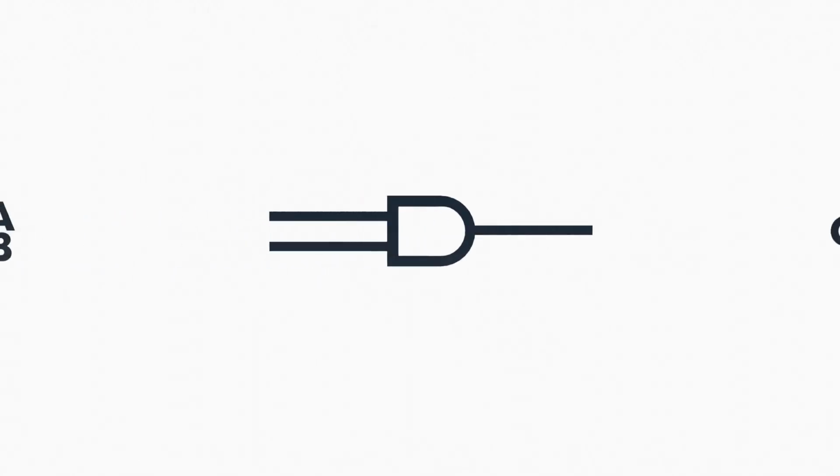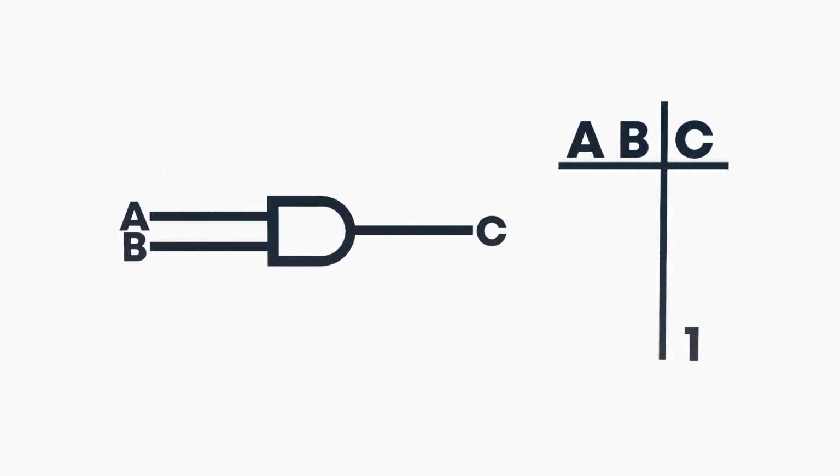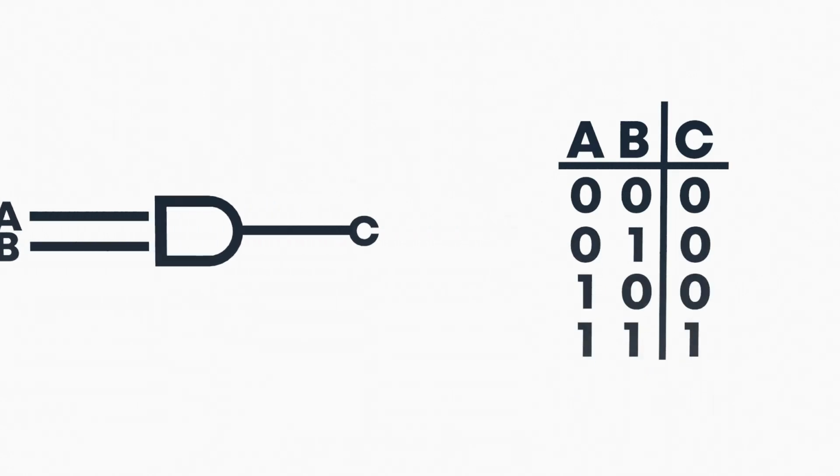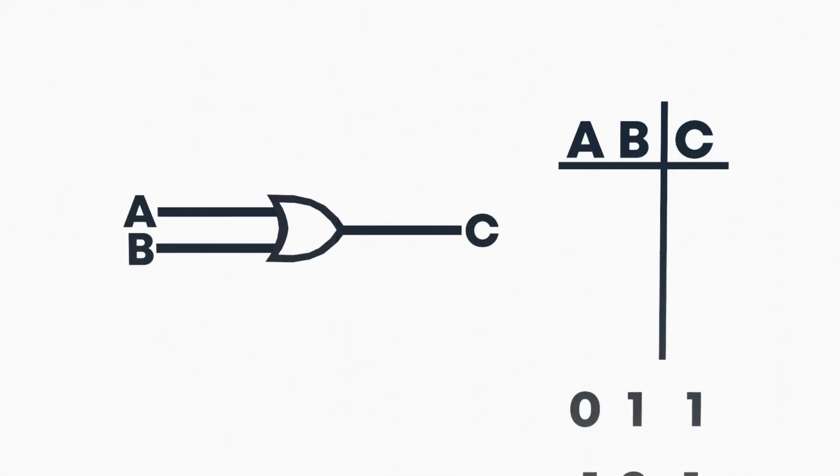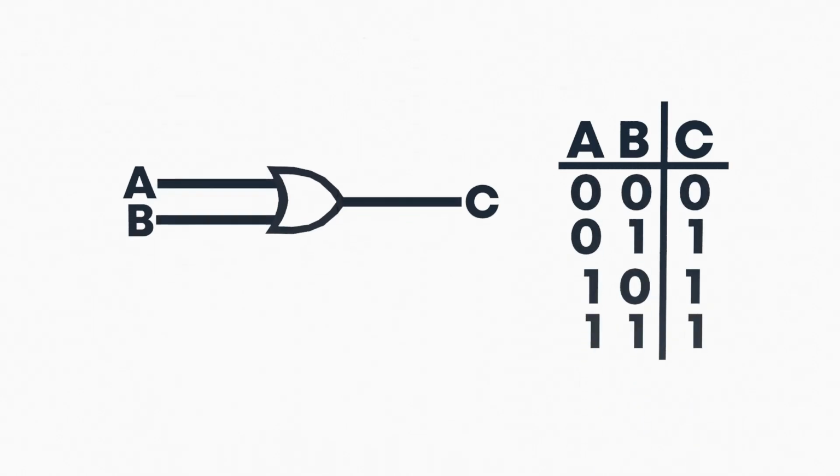Let's talk about the next logic gate, which takes in two inputs, let's call them A and B, and has one output, let's call it C. The AND gate only turns 1 when both A and B are 1, and otherwise it's 0, which has this formula. The OR gate turns 1 if either A or B are 1, which has this formula.